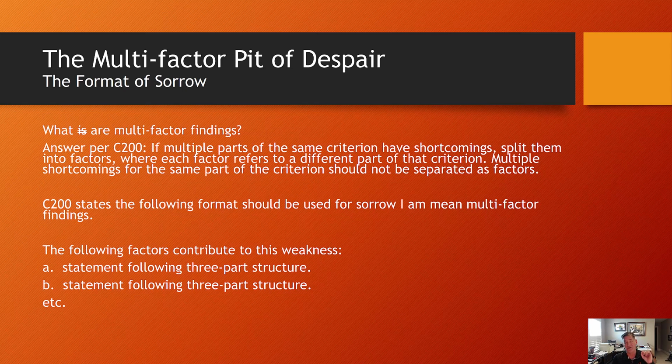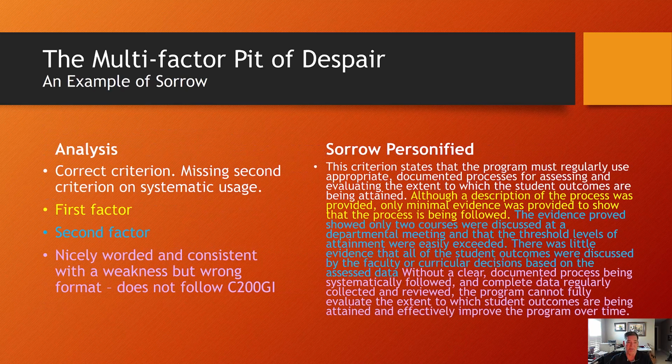If you have the same criteria but different parts of the criteria that have weaknesses, you're going to use the format that's shown here. And I've listed it as C200, but it would really be C200GI or C200I that is contributing to it. So you're going to use that part on the bottom of the slide.